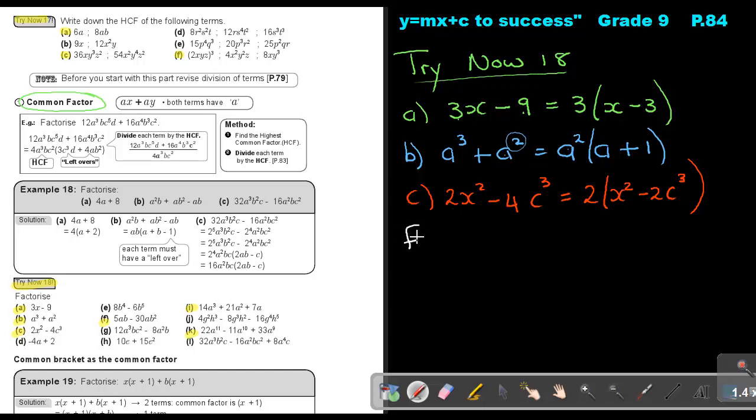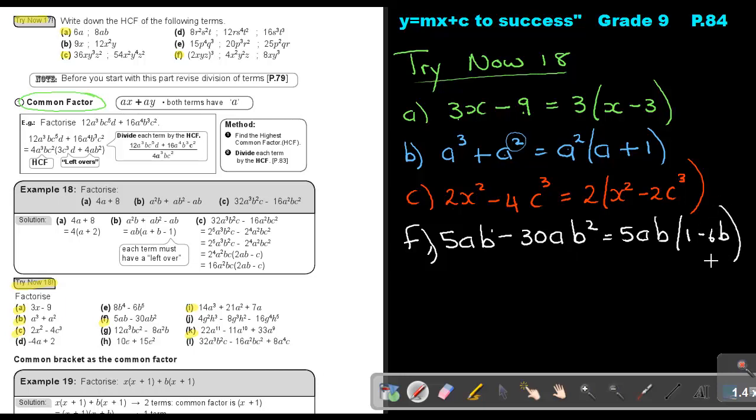And if I come to number F, let's just do F. So if it's 5AB minus 30AB squared. Okay, so what is the highest? It will be 5. Is there an alphabet letter A in both? Yes. Is B in both? Yes. What's the smallest exponent? 1. So if I divide this, everything cancel. And if everything cancel it, I must write 1. Keep that sign. 30 divided by 5, it's 6. The A's cancel and there will be 1 B left. And that will be the final answer.